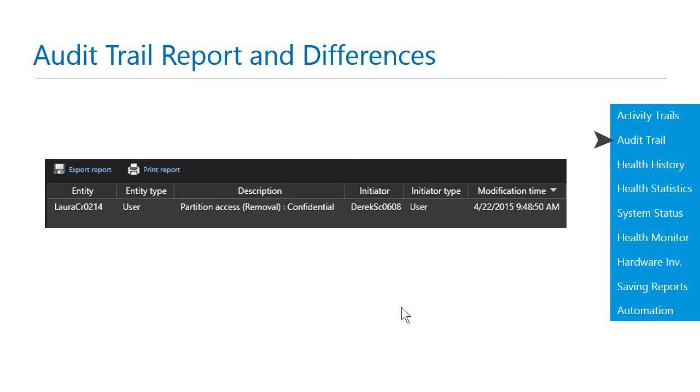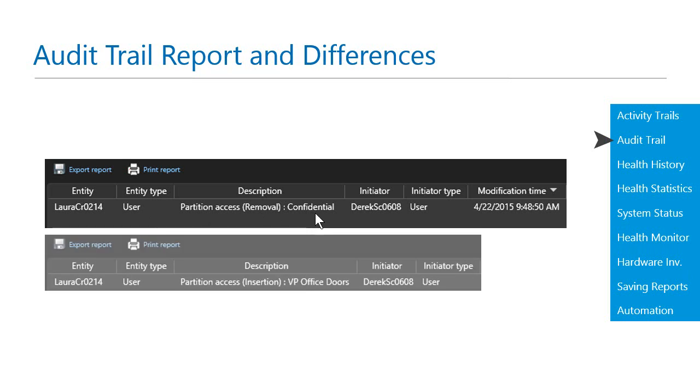So we can run an audit trail report where we'll use the username of the person as the entity. Of course, the entity type will be user here. We can sort based on that. And we'll look for any descriptions that contain partition access removal. And we're also looking for the partition that's missing as well. That will be listed in the description. We could also look for the partition access insertion event to see if the user was added to another partition as well, or possibly just added to the wrong one by mistake.